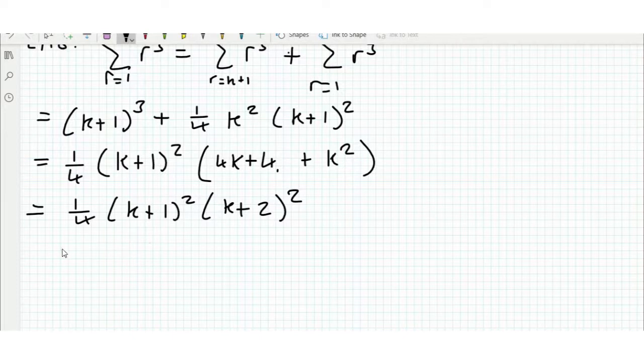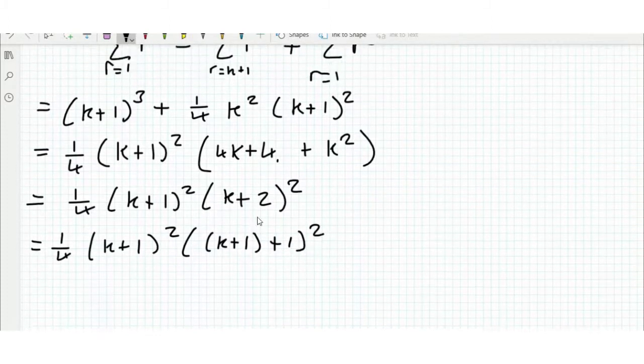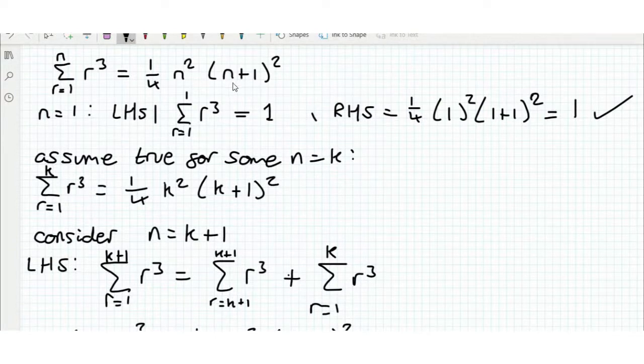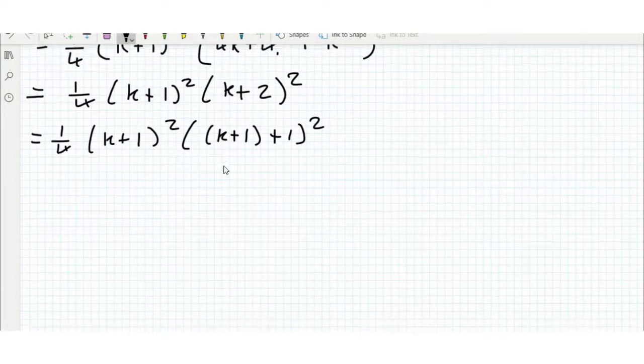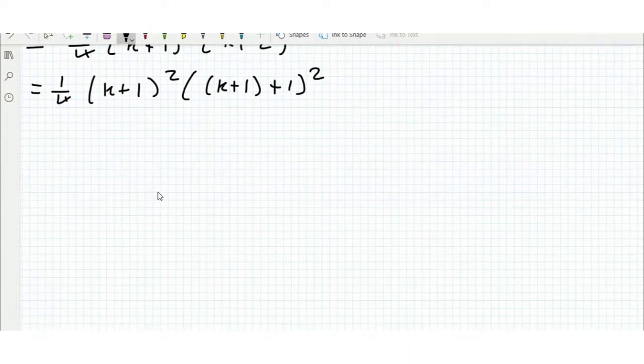Brilliant. Now we're just going to write this in a form that makes it slightly more obvious as the result we're looking for: k plus 1 plus 1 squared. If you look at our result for n, if you put in k plus 1, you would get this. So we have now shown it, and I'm not going to write this all out because it's going to be horrible for you and me writing on this board with this pen, but you would write out some sort of explanation.